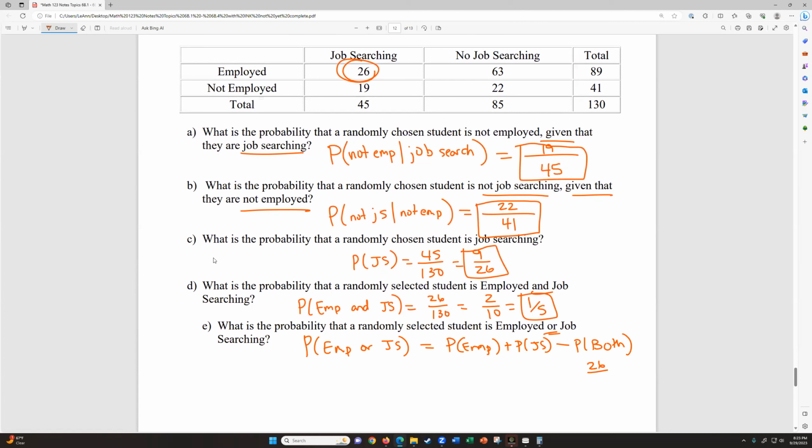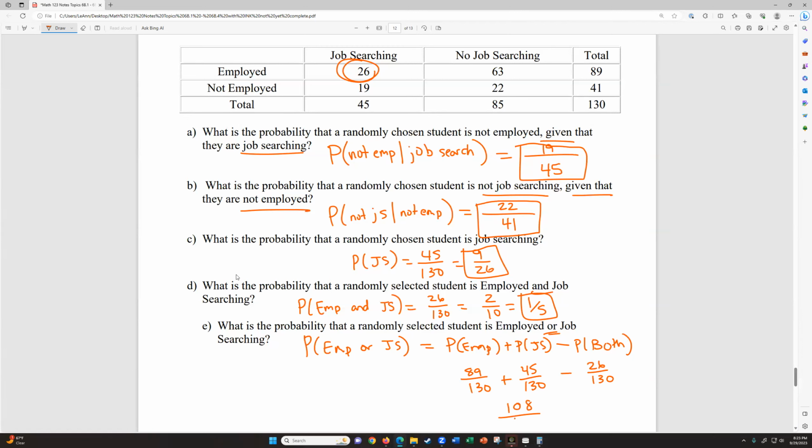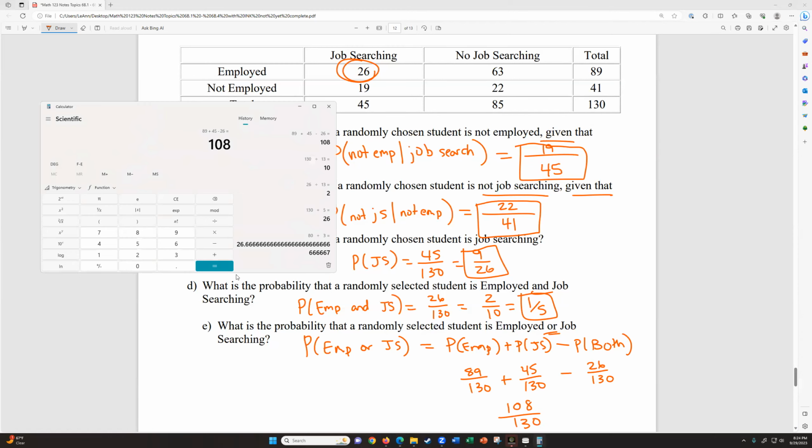I'm going to leave it in its 130 denominator form because that'll subtract and add easier. Probability of employed is 89 people out of 130. Probability that they're job searching was a total of 45 people out of 130. And so we have 89 plus 45 minus 26. If they all had the same denominator, that's 108 over 130.